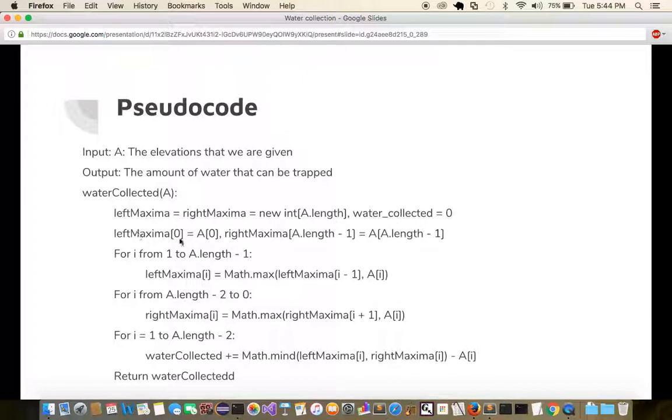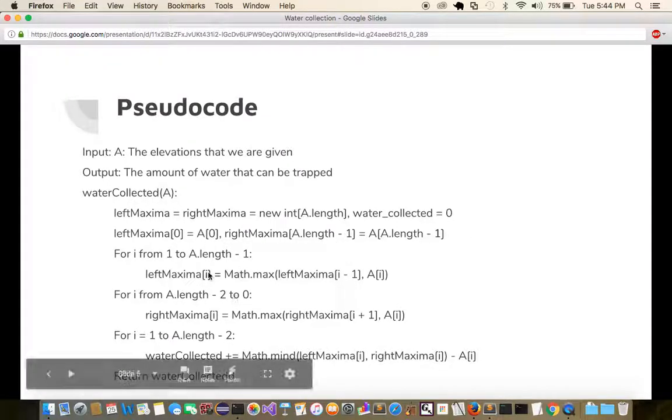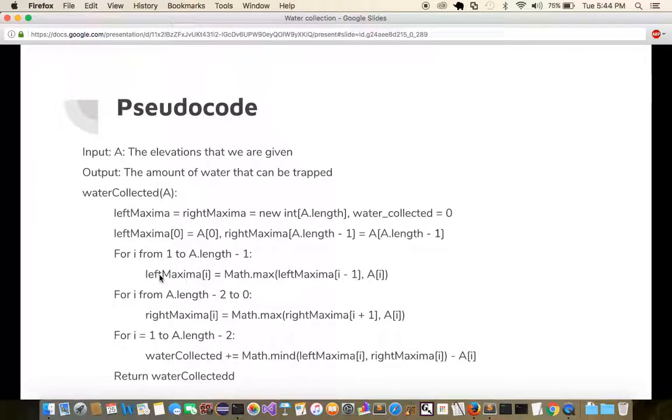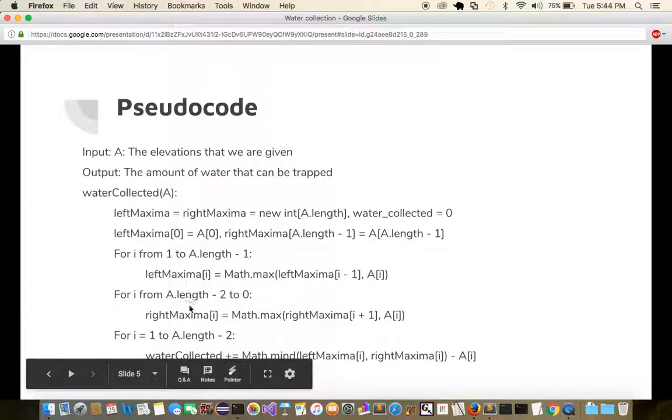So that's what this line here is doing. Then what we do is we run a loop to find out what the left maxima is. We keep track of the previous left maxima in our array, and we compare it to our current elevation to see if we have a new maxima. And then we do the same thing with the right-hand side, except instead of going from left to right, we're going from right to left.